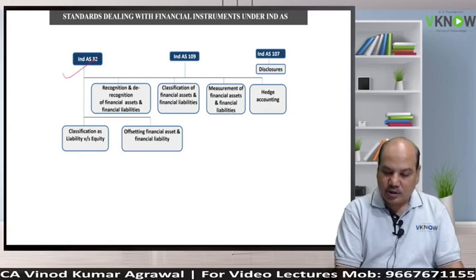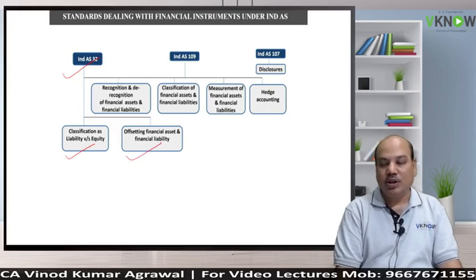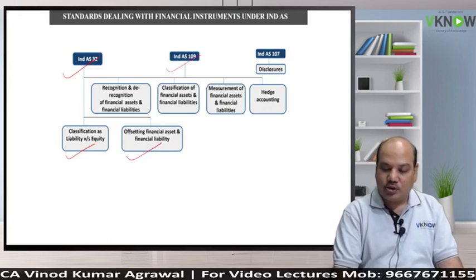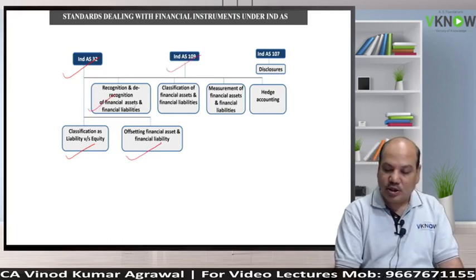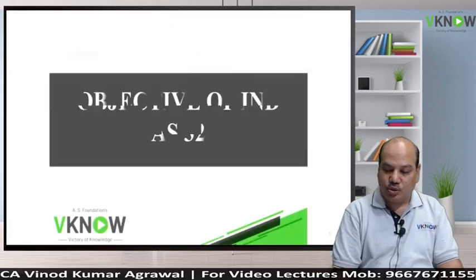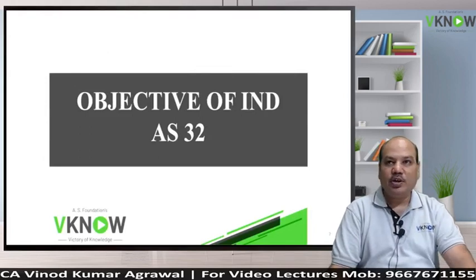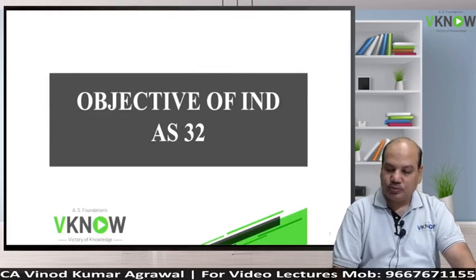Under Ind AS 32, we are going to learn how to identify equity and liability, and whether equity and liability can be offset in the balance sheet. Under 109, we will see recognition and derecognition of financial asset and liability, their classification, measurement and hedge accounting. Ind AS 107 is only dealing with the disclosure part. So today our topic is Ind AS 32.